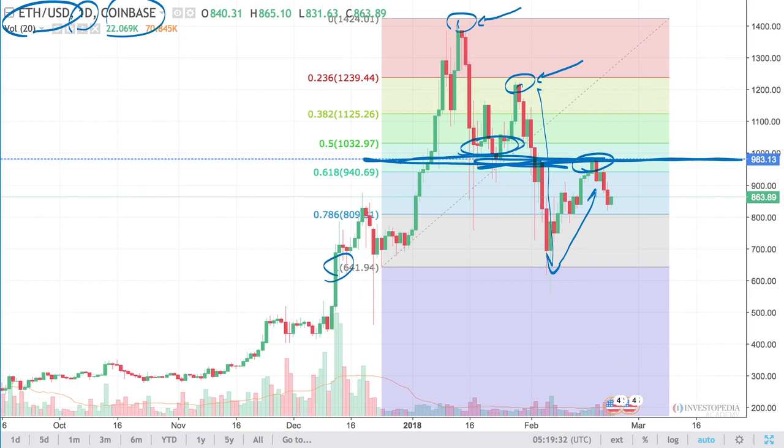And I want you to consider that. The reason for this is that people who had been buying at this support level are now breaking even when it gets back to this price. So in order for them to break even on the trade, they have to become sellers, and that creates a resistance level here in Ethereum.